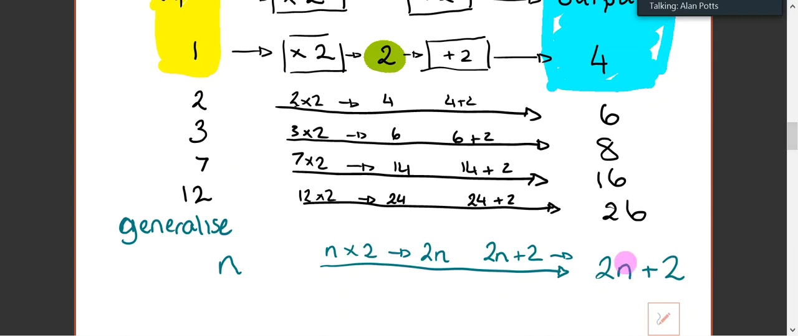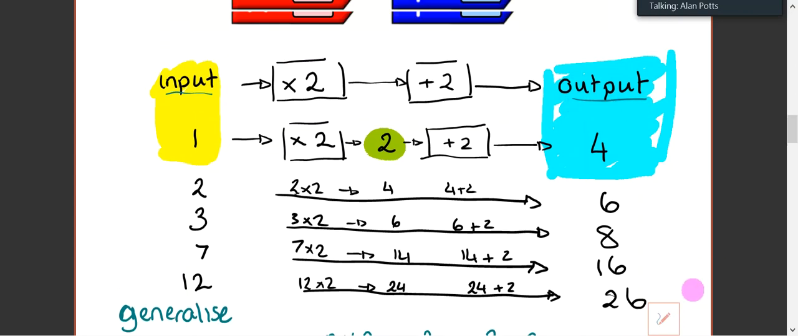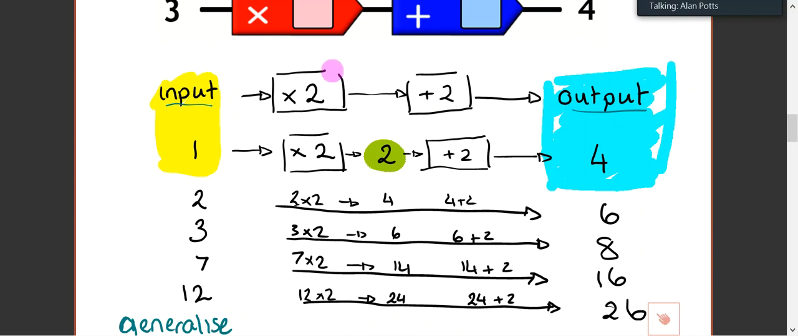Now this, by the way, for those of you that are writing your notes: this is the input that goes in, this is the output. These things that I've written, and they will become more and more familiar to you, are functions that are applied to n in this case.